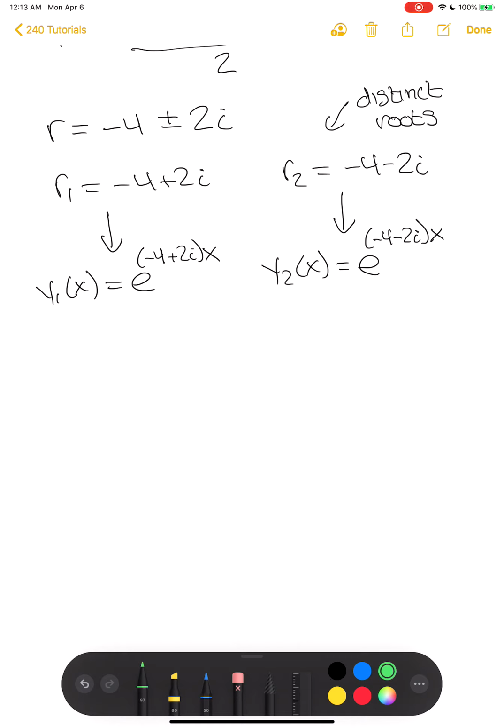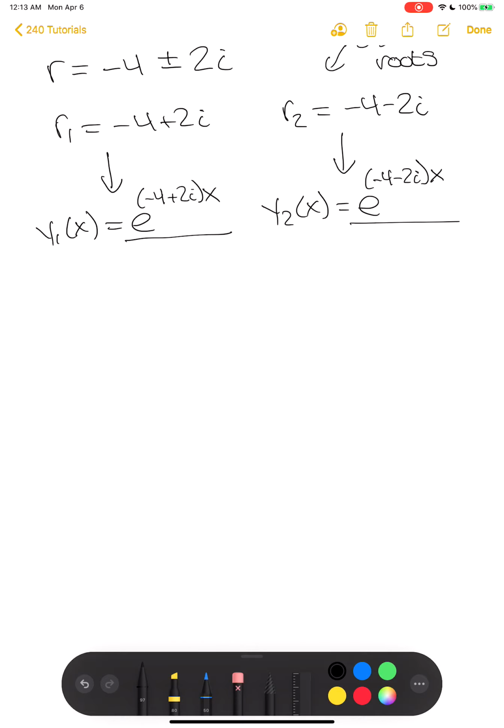But nobody likes this form. This form is bad. So what we want to do is play around with the rules of exponentials and use a little bit of Euler's formula to help us break this down into equations that actually make sense to us, okay? The other thing is we have these i's in here, and we generally don't want to have imaginary solutions here. So we need to get rid of them.